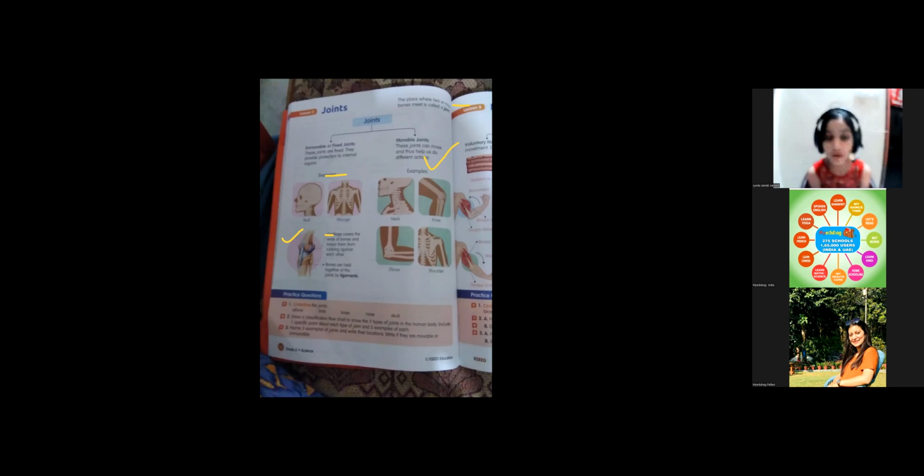Ma'am, will the body bone be soft or rough, ma'am? Which bone, beta? Ma'am, human body bone, ma'am.